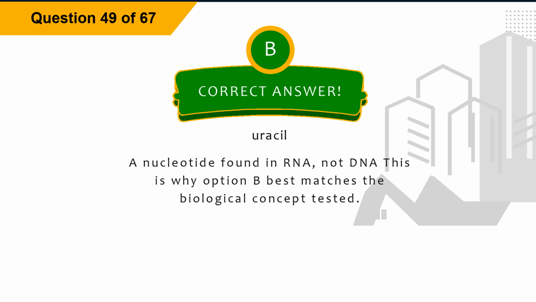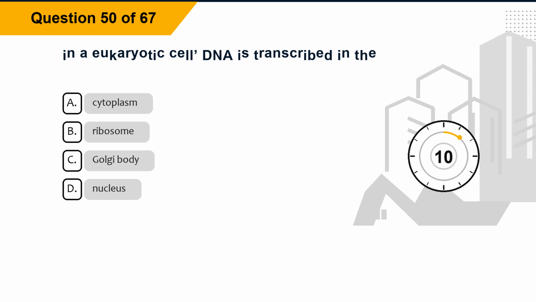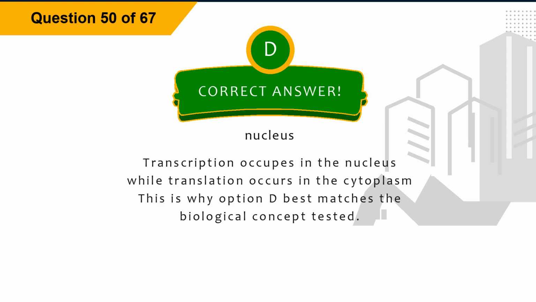This is why option B best matches the biological concept tested. Question 50. In a eukaryotic cell, DNA is transcribed in the option A, cytoplasm. Option B, ribosome. Option C, Golgi body. Option D, nucleus. The correct answer is option D, nucleus. Explanation. Transcription occurs in the nucleus while translation occurs in the cytoplasm. This is why option D best matches the biological concept tested.